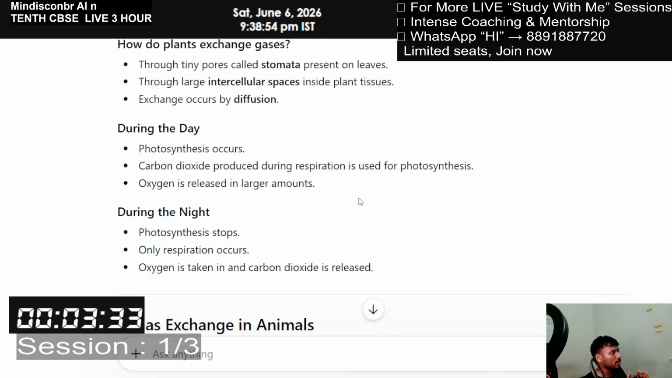And during the night, photosynthesis stops. Only respiration occurs. Oxygen is taken in and carbon dioxide is released. But that occurs very low. So during the night, in the normal case, photosynthesis stops. But in the case of desert plants, it will be the opposite of that. That we will study later. Only respiration occurs. Oxygen is taken in and carbon dioxide is released.